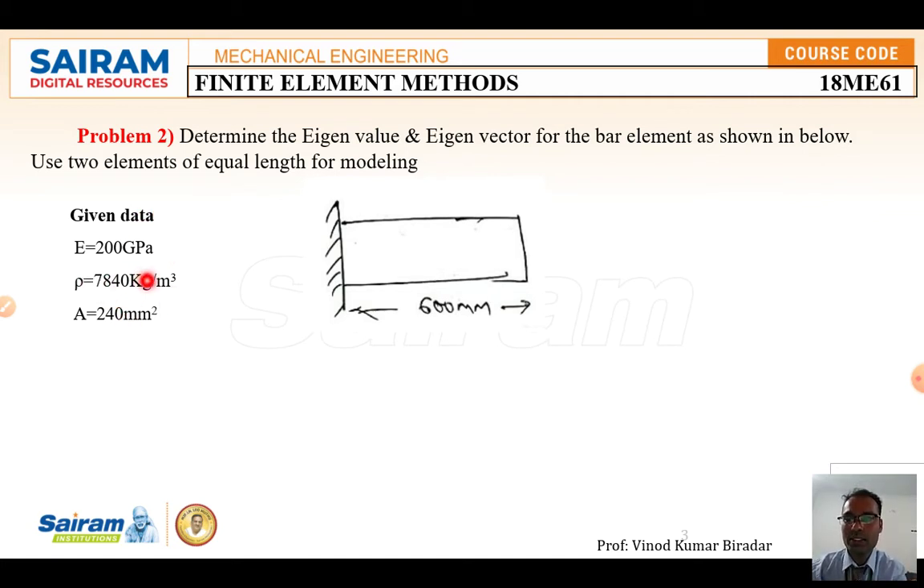The Young modulus for the given bar element is 200 gigapascal, the mass density is 7840 kg per meter cube, and the area for both elements is 240 mm square. If nothing else is given and only a single area is given like this, it means consider that the area is the same for both elements.